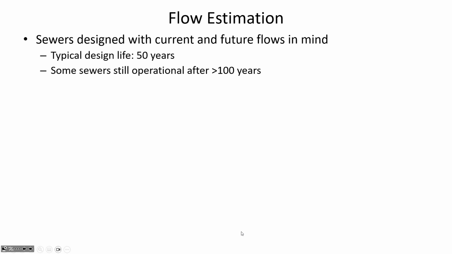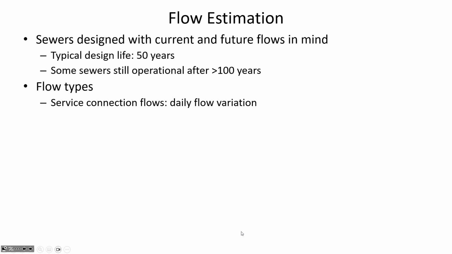Oftentimes they were like gravel roads instead of paved roads, and so there's a lot more stormwater runoff entering sewer pipes now, and there's more people living in places, and people use more water than they used to. So just for a variety of reasons, a lot of the pipes in Huntington are undersized compared to what we would probably put in the ground today.